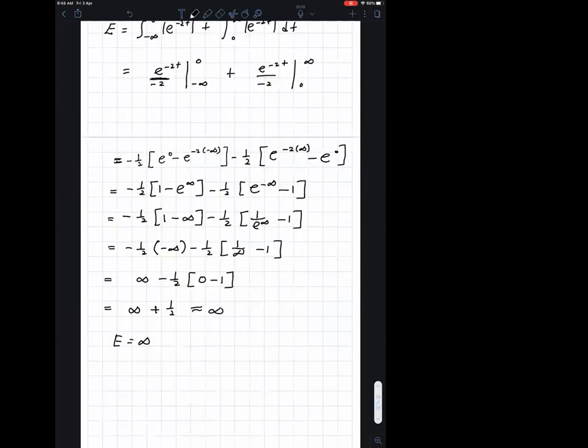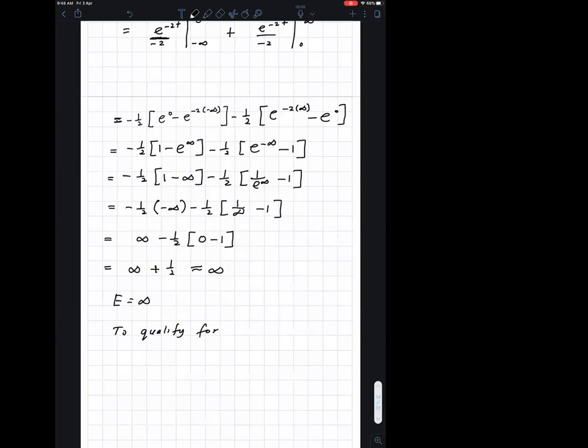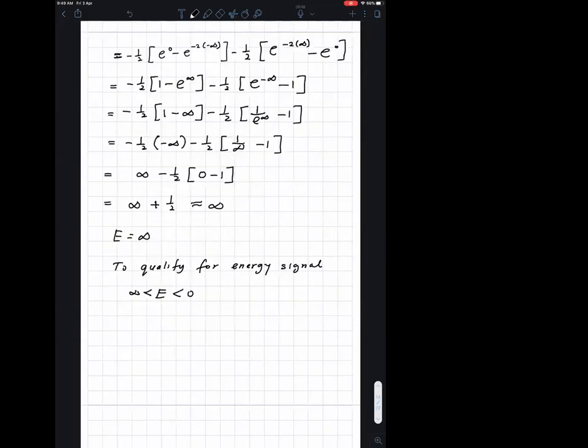Okay. So is this an energy signal? To qualify as an energy signal, E must be between 0 and infinity, some finite number. It must be a positive finite number, right? Since E is infinity, this is not an energy signal.